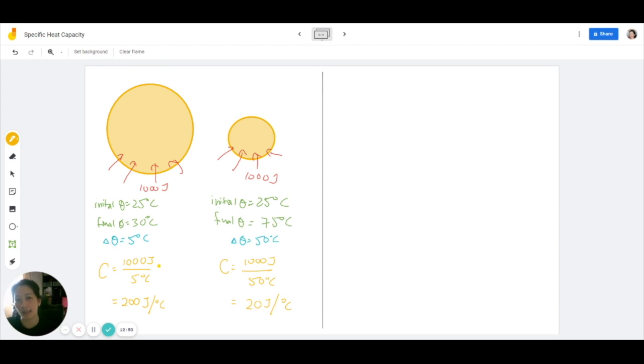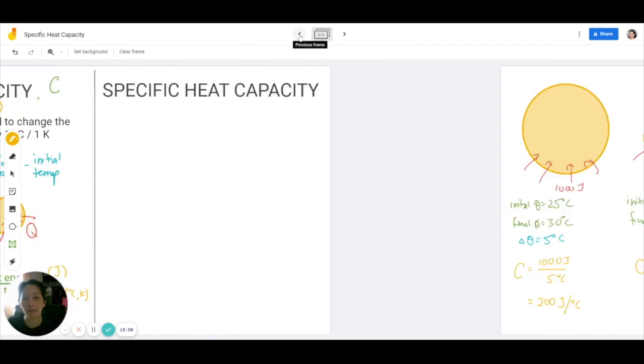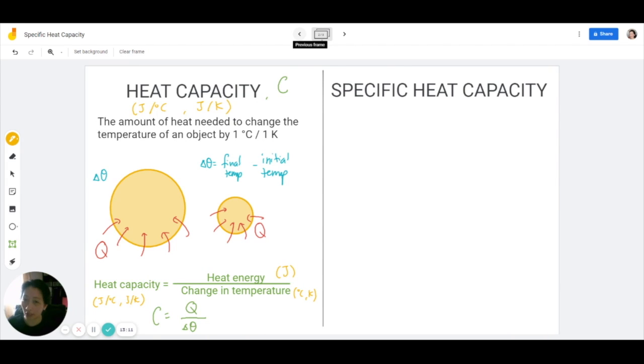So heat capacity is just a measure of how much heat is needed for every 1 unit change in temperature. That means every 1 degree Celsius or 1 Kelvin, how much heat energy is needed to be supplied. So the larger the number, the more heat is needed for that change in temperature. Let's go back to the previous slide. Now, heat capacity is just in general. It only looks at each individual object. It doesn't look at the material or the mass. It's just this object, this is how much heat energy is needed for that change.